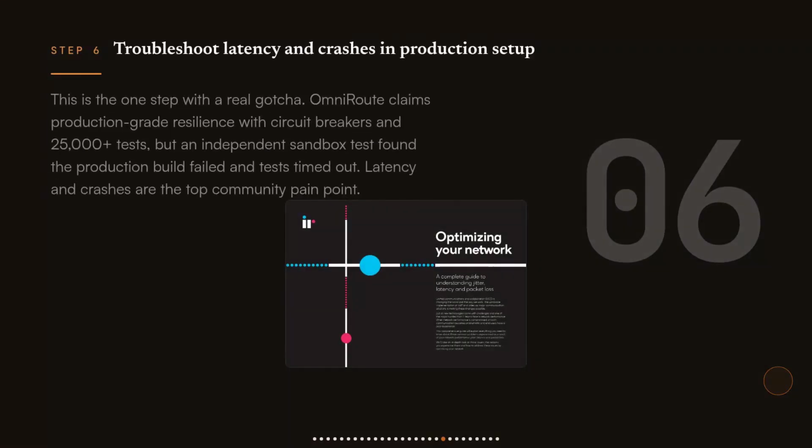Step 6. Troubleshoot latency and crashes in production, and this is the step where the evidence gets complicated. OmniRoute claims 25,000 plus tests and production-grade resilience, and those are big numbers. But an independent sandbox test found the production build failed and the test timed out after 15 minutes, and latency and crashes are also the top community complaint, especially with many providers configured at once.